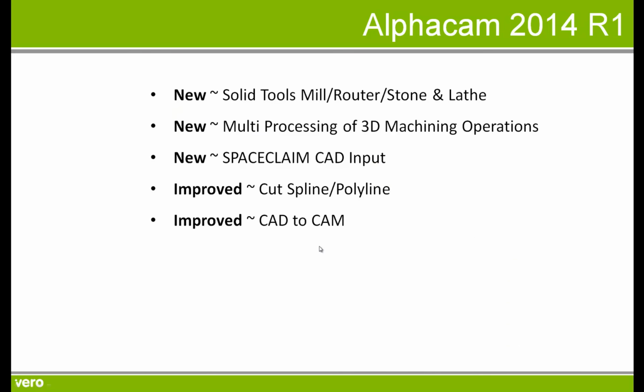A brief summary of what we've just seen. We've seen the ability to define solid tools in Alphacam for mill, router, stone and lathe, as well as turrets for lathe. Multi-processing of 3D machining operations. The ability to read Spaceclaim solids directly into Alphacam. Cut Spline Polyline has been improved, so we can do multiple cuts and support bidirectional. And we've also looked at improvements to CAD-to-CAM, where we can now process solids.